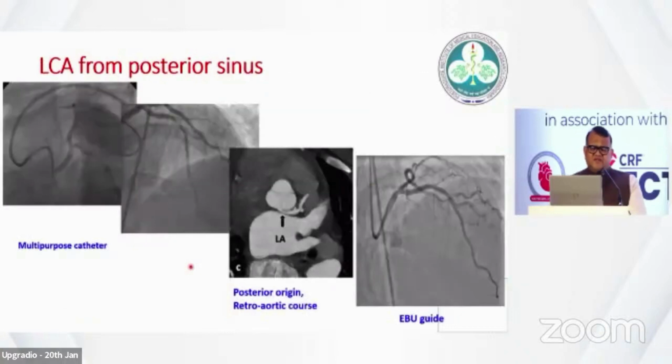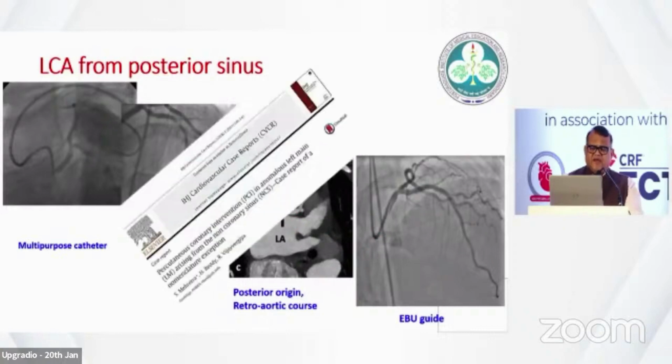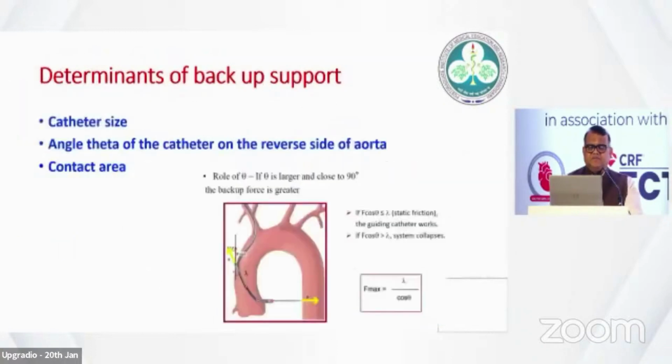This particular case had the left coronary artery originating from the posterior side. Difficult to have cannulation with a routine catheter, and it's ultimately the multipurpose catheter which was used for the index case. Ultimately, with the CT scan, we could very well demonstrate the posterior sinus origin of this artery, and it's an EBU guide which was helpful for the PCI. And this particular case was published in the Indian Heart Journal.